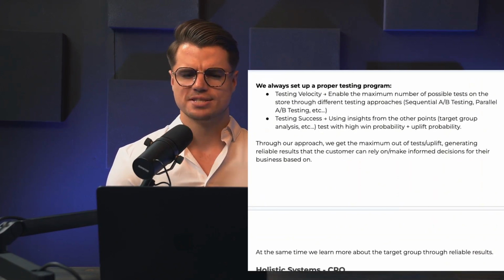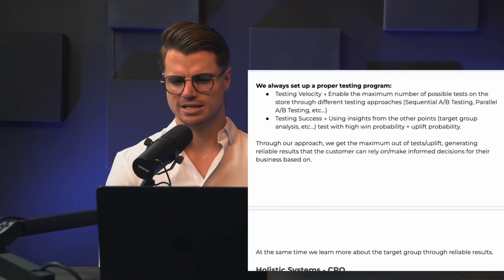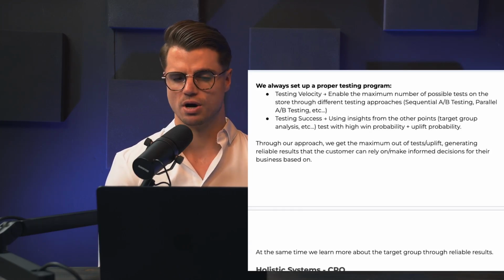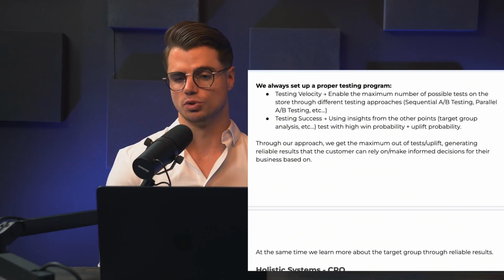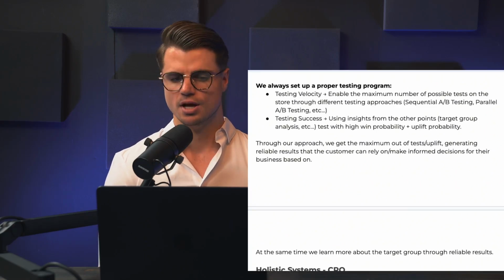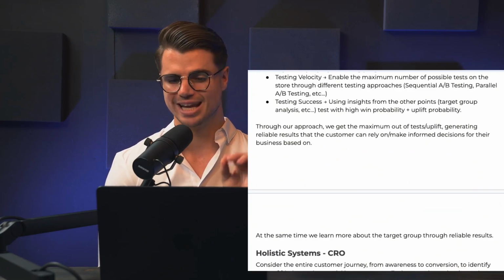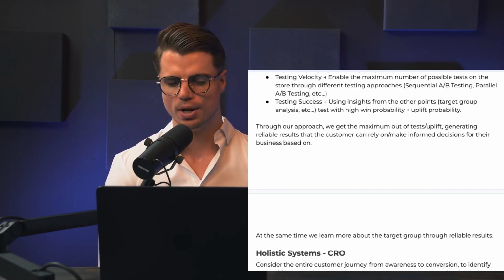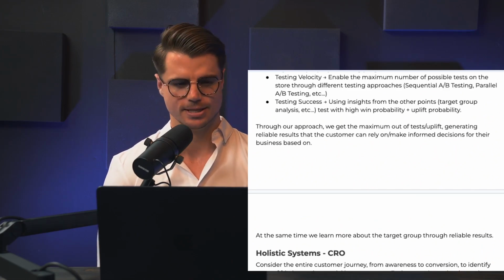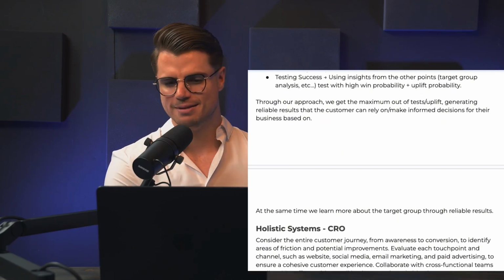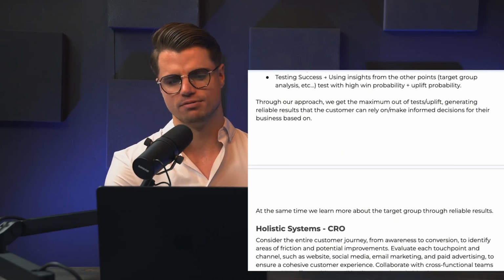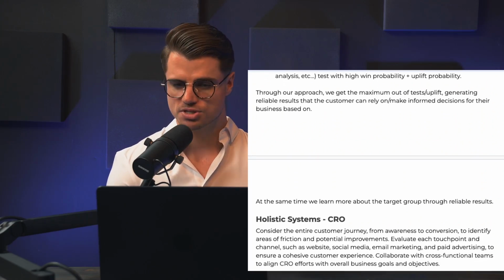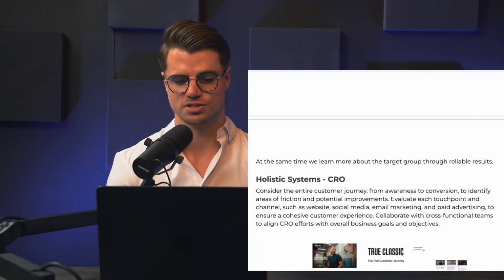So we always set up a proper testing program, so testing velocity to enable the maximum number of possible tests on the store throughout the different testing approaches, sequential A/B testing, parallel A/B testing. So testing success, basically using insights from other points, targeted group analysis, a test with high win probability plus uplift probability. So throughout our approach, we get the maximum out of the testing and uplift, generating reliable results that customers can rely on, making informed decisions for their business, right?